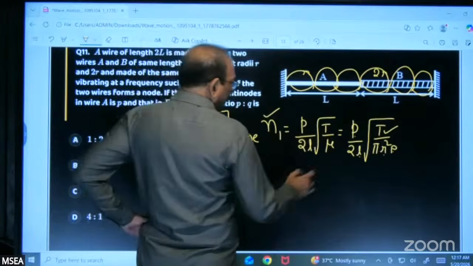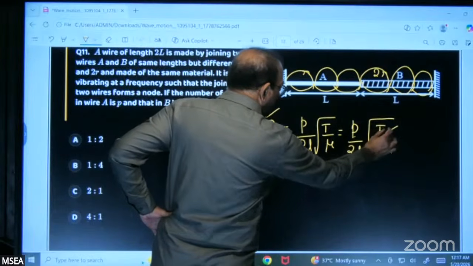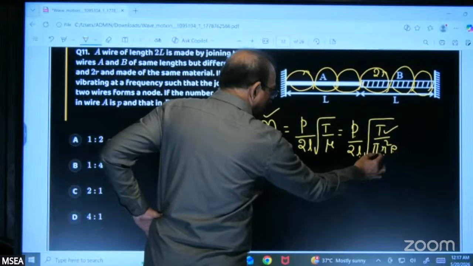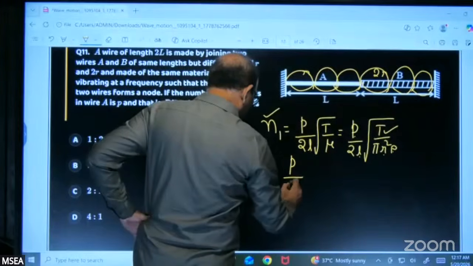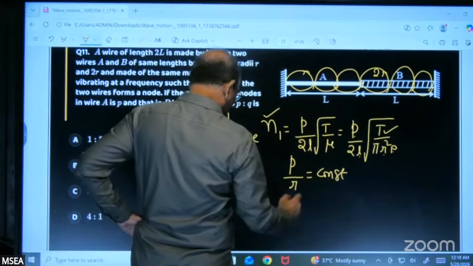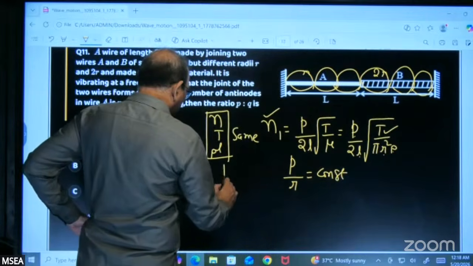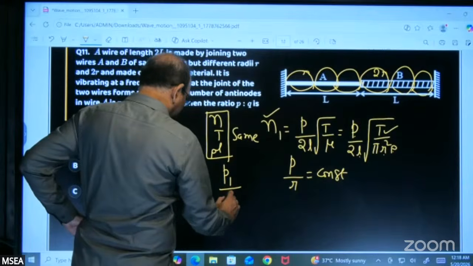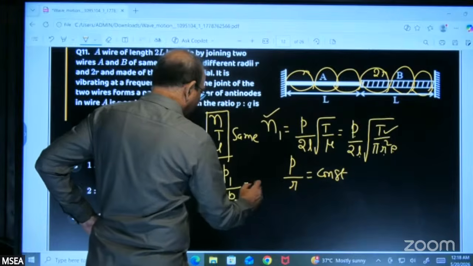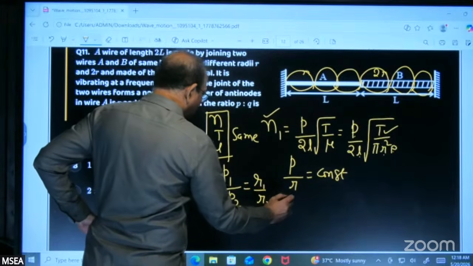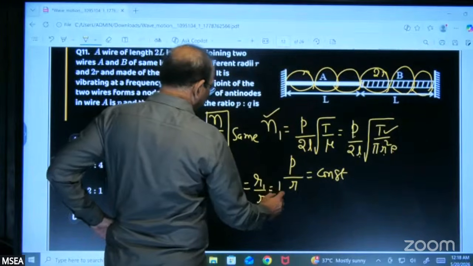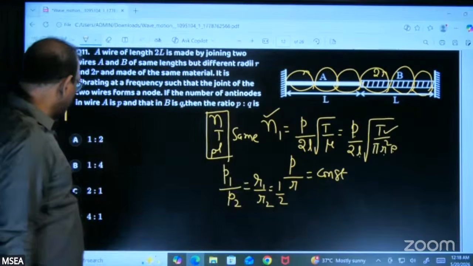That is different. Means P by root of 1 by R square. All the remaining things are constant now. Root R square is R. Means P by R. This value is same for both. So equate them. Number of loops in first wire by number of loops in second wire, P1 by P2 must be equal to R1 by R2. R1 by R2, R by 2R, 1 by 2. 1 is to 2.